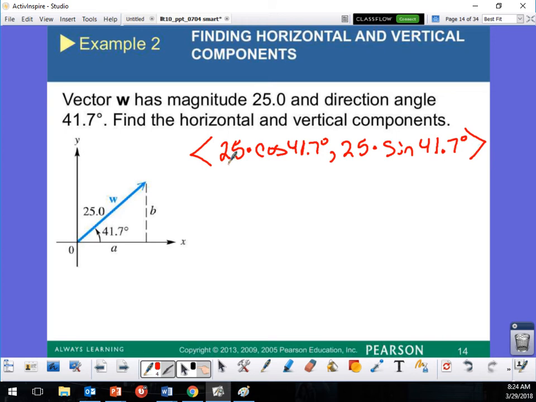So you're going to put this all in, and we're going to get a vector. What are we going to call this vector? This is vector W. Why W? Because it says W right there. Where'd 25 come from? Right here, it's the magnitude. Vector W has a magnitude of 25. Because cosine is x, sine is y. Bam, there we go. So the first one is 18.7, and the other one is 16.6.